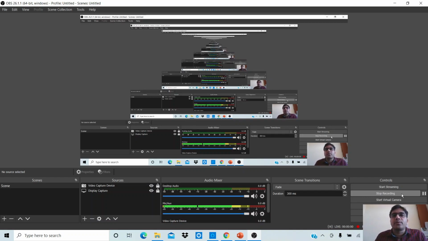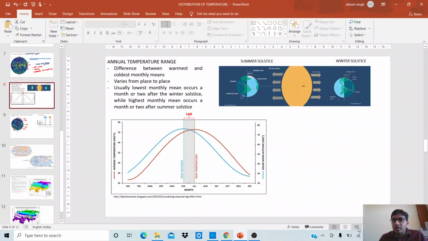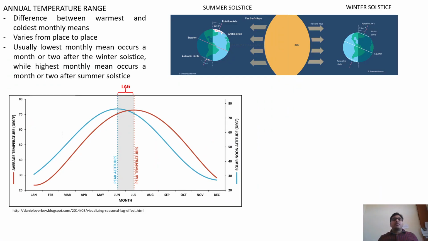Hello guys. So today here I am to discuss something about the annual temperature range. So let us begin. In continuation with the previous lecture where we had talked about the distribution of temperature, let us talk today about the annual temperature range. So how do we define the annual temperature range? I will be writing it as ATR for short.